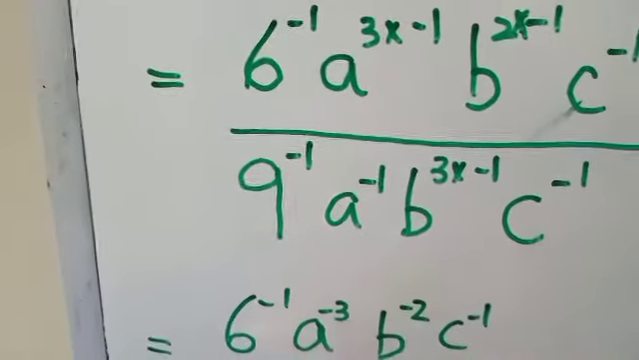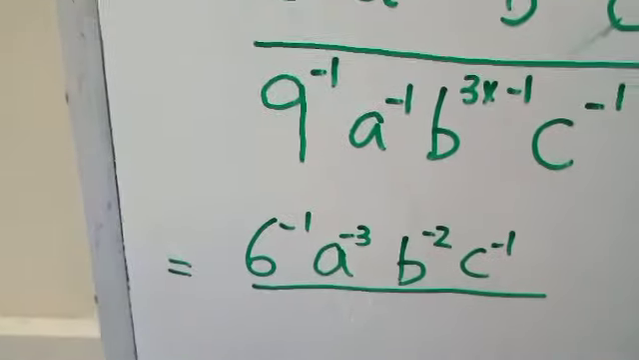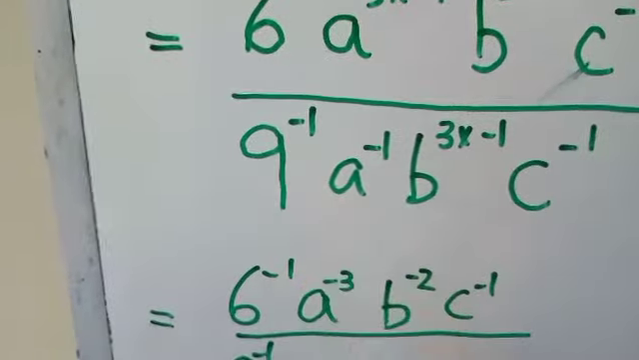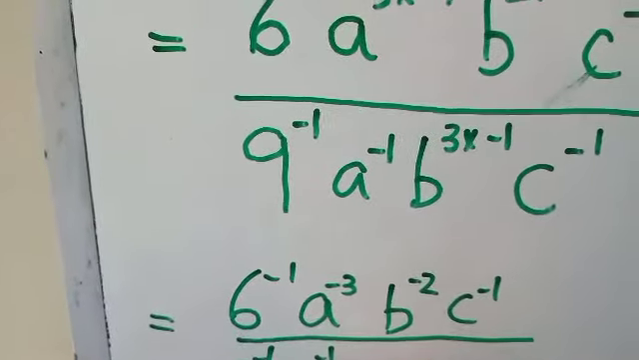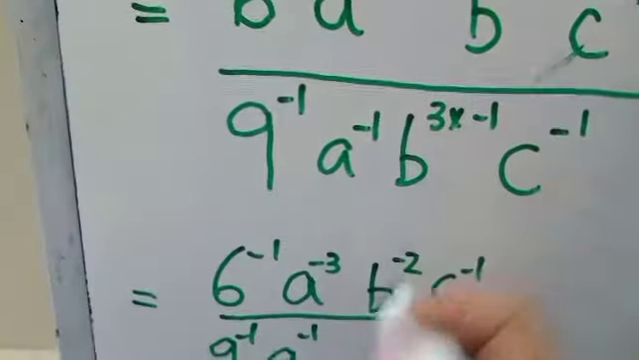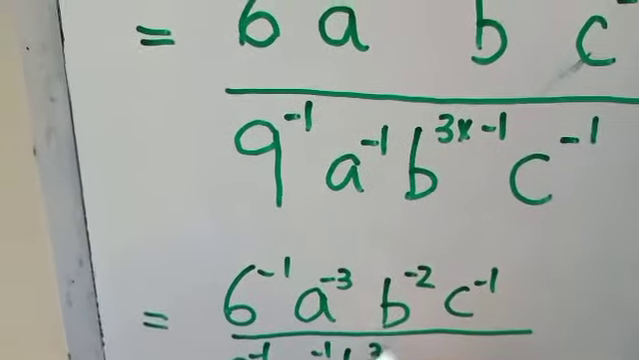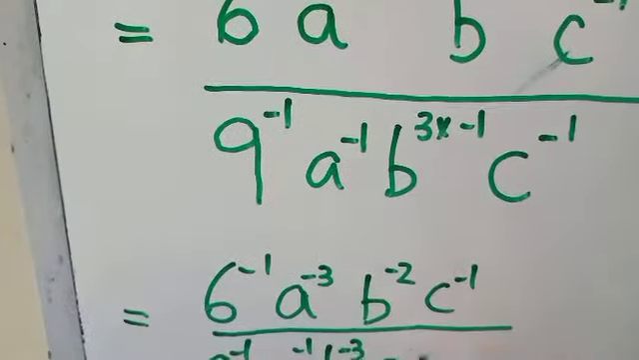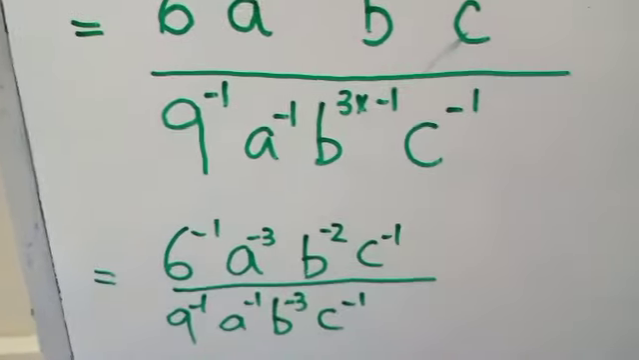C, minus 1 upon 9 raised to the power 1 will copy as it is. A raised to the power minus 1 will copy as it is. B, 3 ones are 3 and minus 1 multiplied, so it will give minus 3. C raised to the power minus 1.